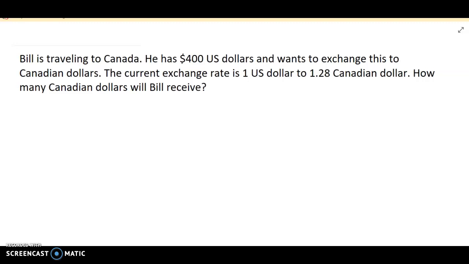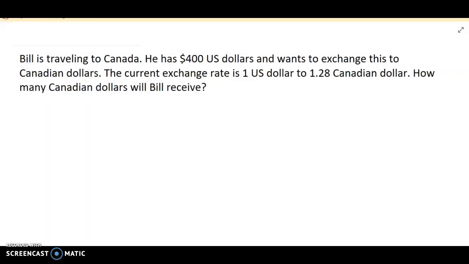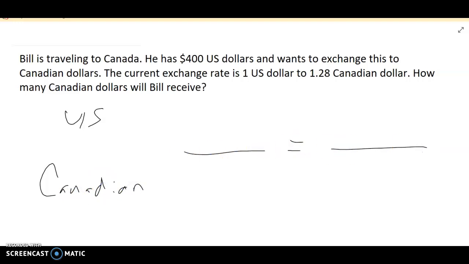Now, the big key with proportional reasoning is just making sure we're staying consistent. So when we're thinking about this problem, what we are comparing. I'm a huge fan of writing things down. So we're comparing US dollars to Canadian dollars, right? So I'm thinking top to bottom. Everything in my numerators is going to be about the US money. Everything in the denominators is going to be about Canadian.